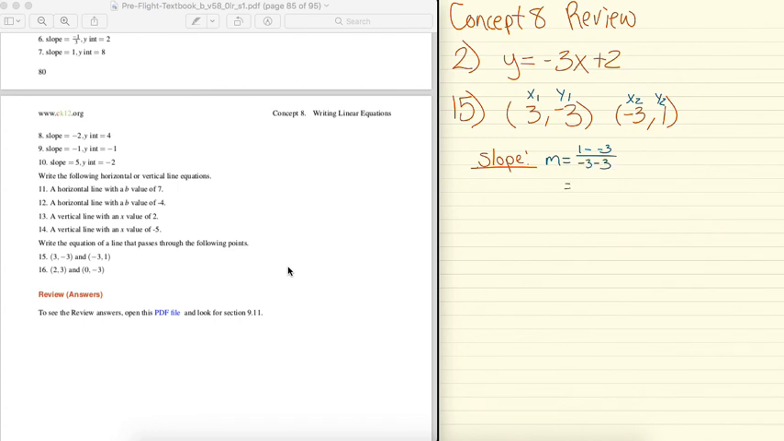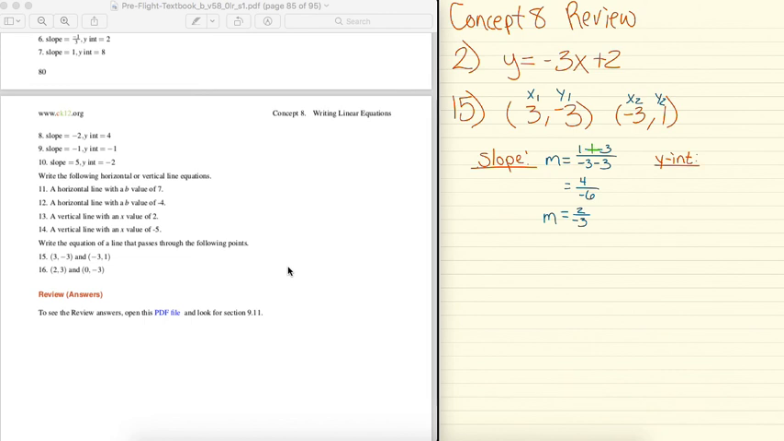1 minus -3, that double negative there really is plus. So I really have 4 because it's 1 plus 3. And then -3 minus 3 is -6. Doing a little bit of reducing here, this would become 2 over -6... that is, -2/3. So that's my slope. Now for my y-intercept.